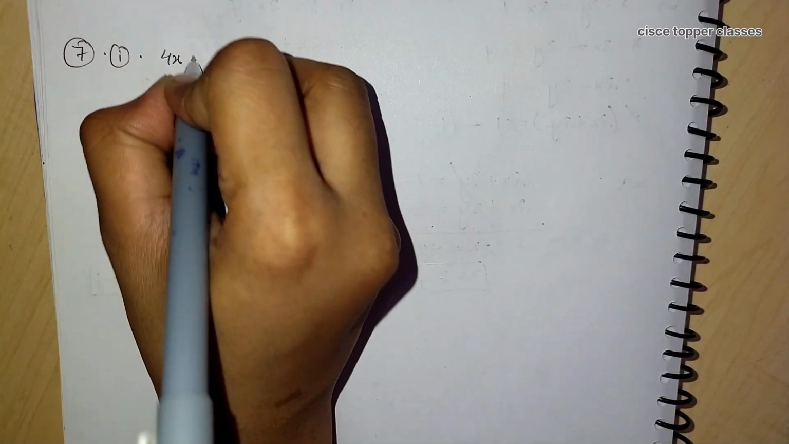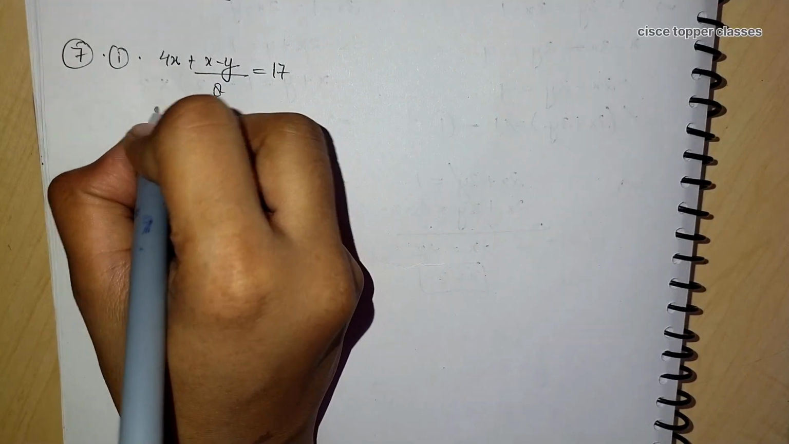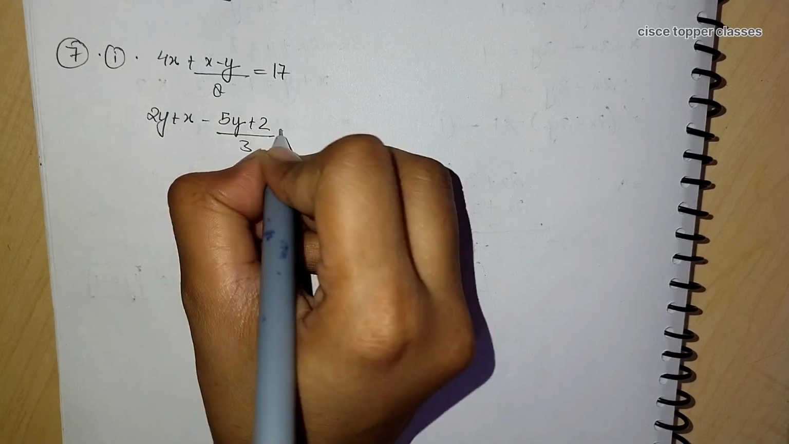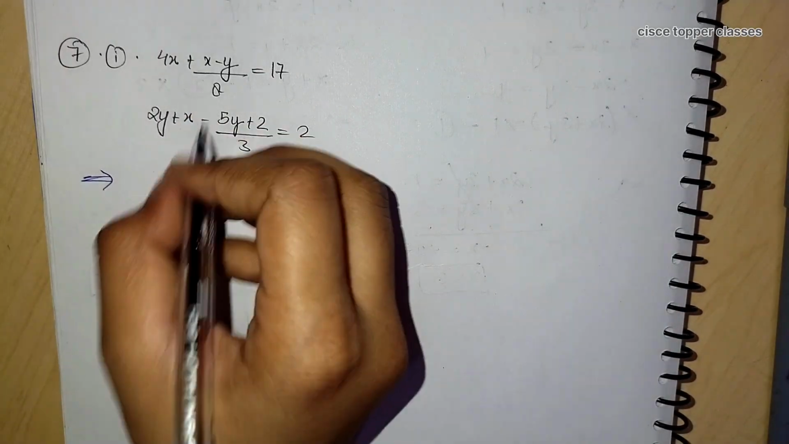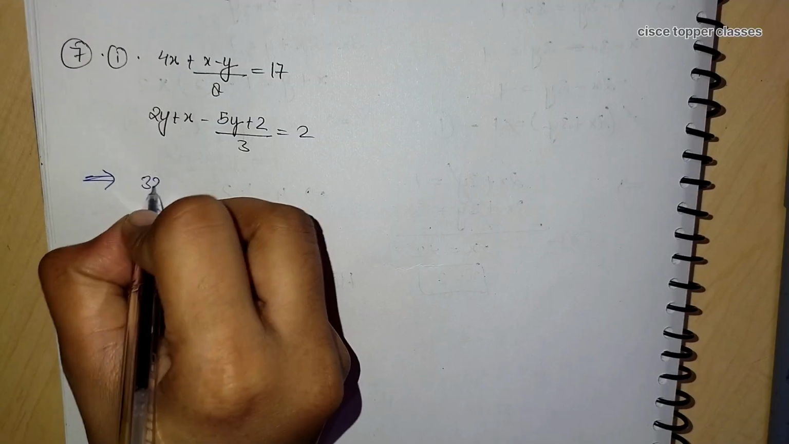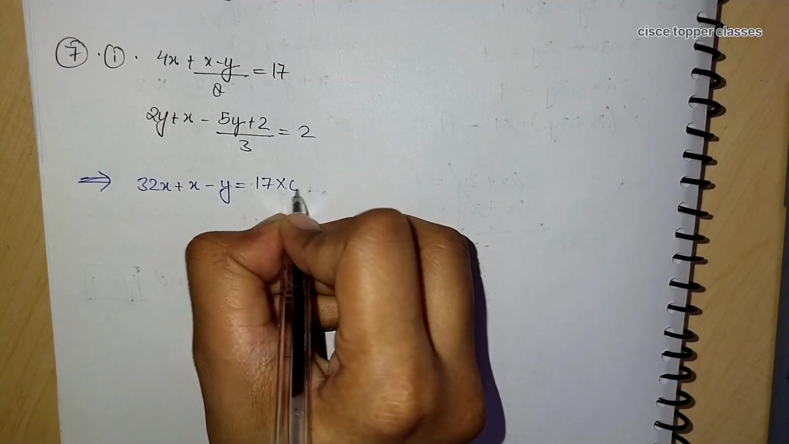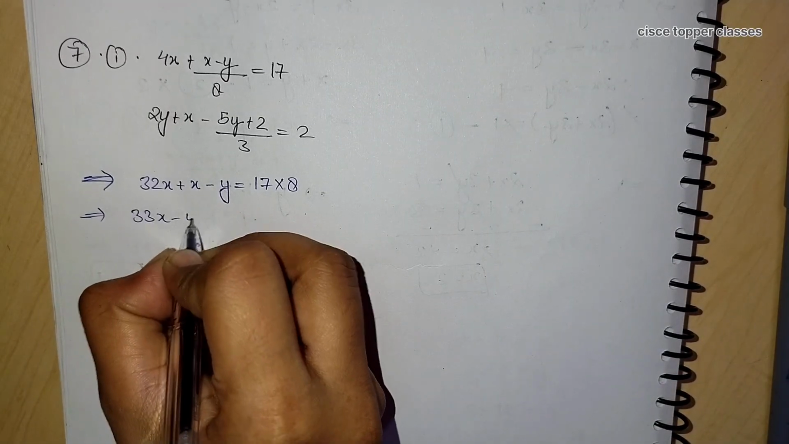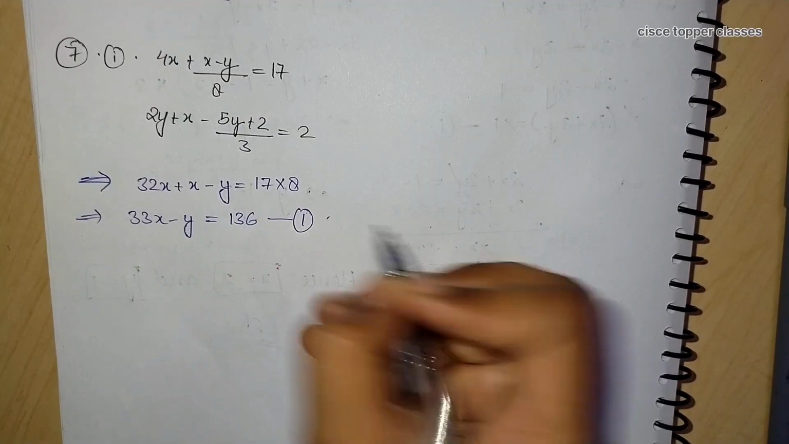Let us solve the seventh first part here, which is 4x plus x minus y divided by 8 equal to 17, and 2y plus x minus 5y plus 2 divided by 3 equal to 2. On solving this part here, firstly we will take LCM to find the first equation. 8 into 4 is 32x plus x minus y equal to 17 into 8. So here we will get 33x minus y equal to 136, and this is the first equation.